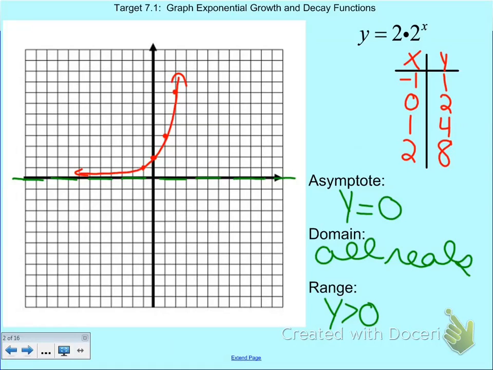Why is it not equal to? Ask yourself. That's right, it's because it doesn't touch the asymptote. An asymptote can never be touched or crossed, so it comes very, very close to 0, but it does not cross it, so we cannot have that equal sign there.